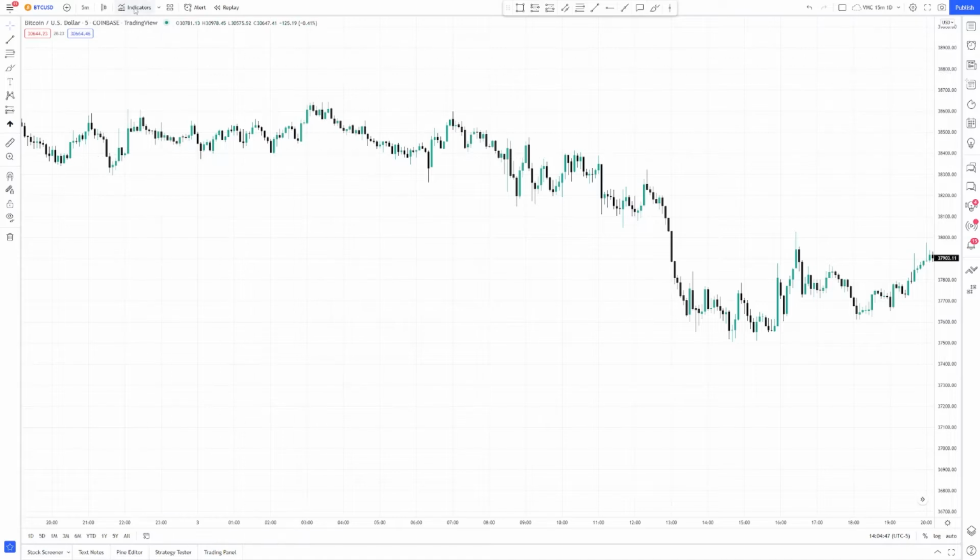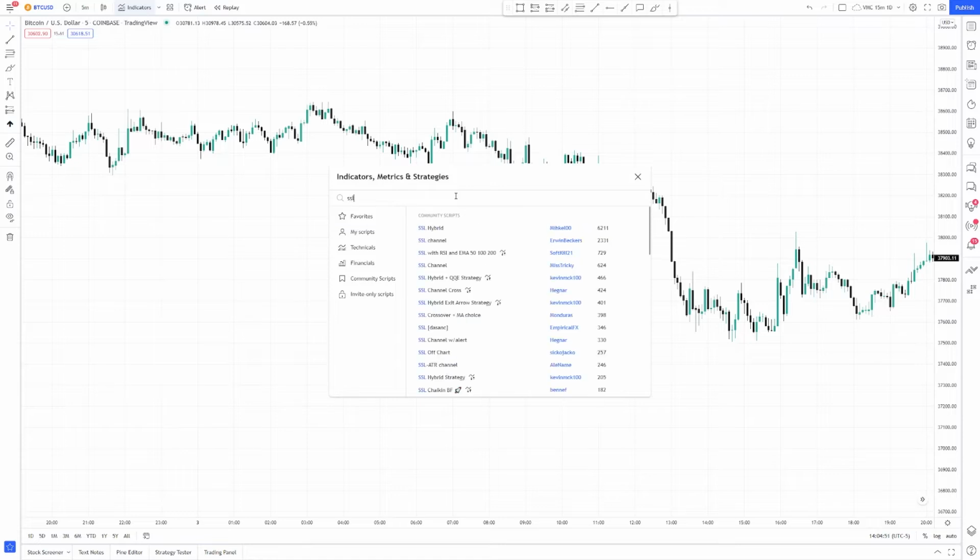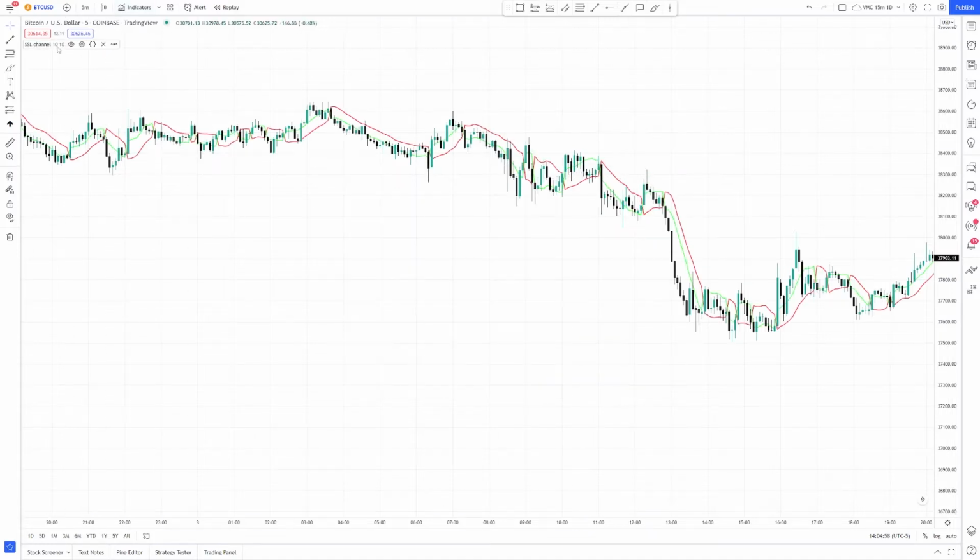We will head up to the top, click Indicators, and in the search box here, search for SSL channel. It's the top one here by Erwin Beckers. We'll apply that and head over to the settings by clicking the cogwheel and change the input for both periods to 13.